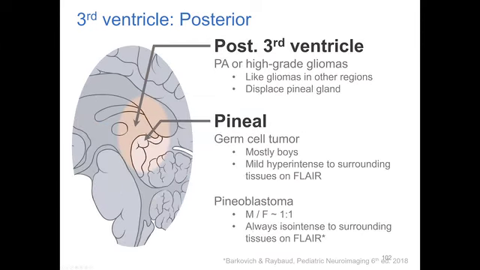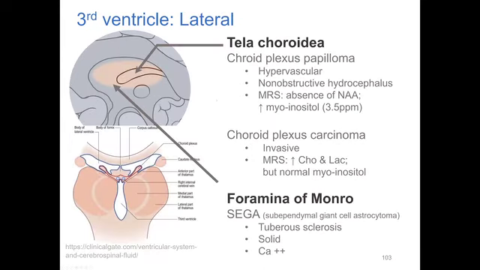And if the tumor is in the posterior third ventricle, coming from the thalamus or the midbrain, think about pilocytic astrocytoma or other high-grade tumors. If the tumor is centered in the pineal gland, think about germ cell tumor and pineoblastoma. Calcification can sometimes be helpful to differentiate these two. And in the lateral ventricles, just look at the choroid plexus and the tumor. If the tumor is connected to the choroid plexus, think about choroid plexus papilloma or carcinoma. Or if the patient has a tuberous sclerosis history, think about SEGA.